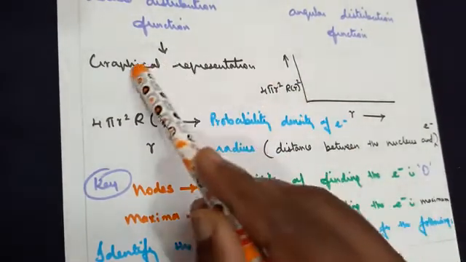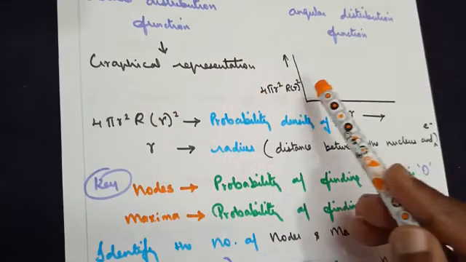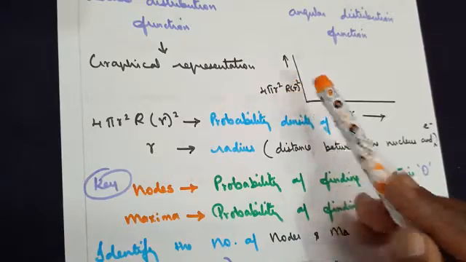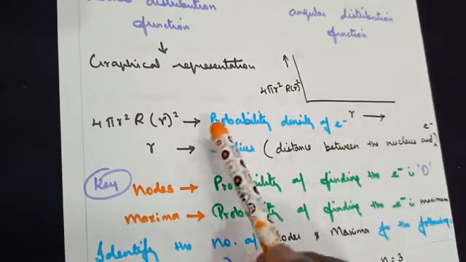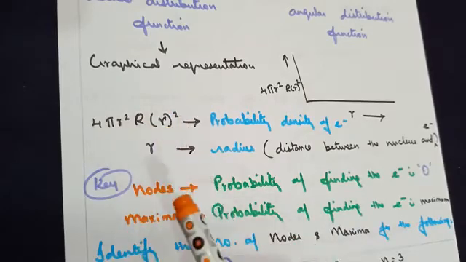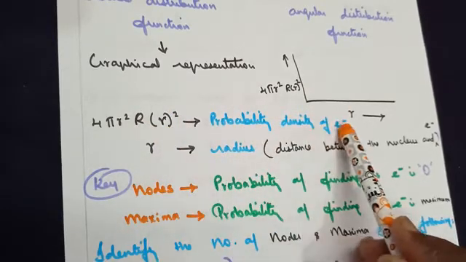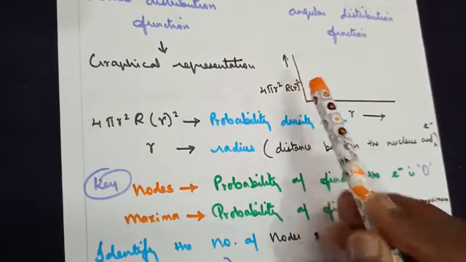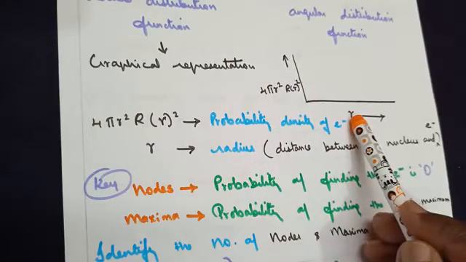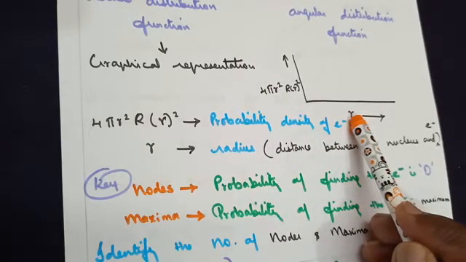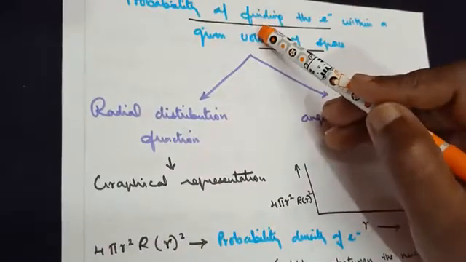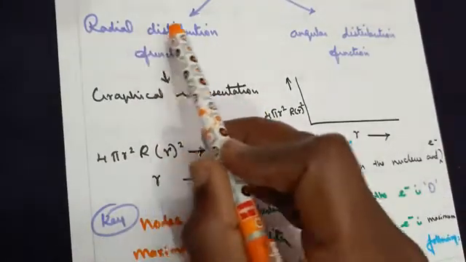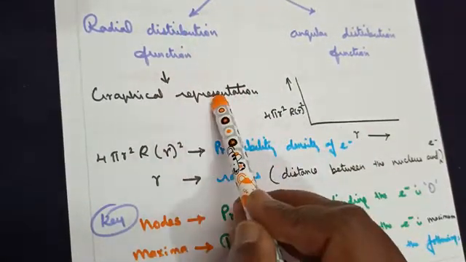It's nothing but a graphical representation of the explanation. Along the y-axis you take 4 pi r square R square versus r. The 4 pi r square R square stands for the probability density of the electron within the atom. Where we get this 4 pi r square R square and this radius, I will talk about in the next class. Right now I am giving you how to find the probability of the electron within the given atom. So the radial distribution function is a graphical representation.